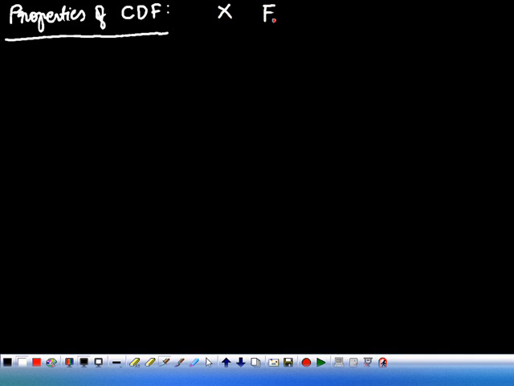Now we look at some important properties of the cumulative distribution function, CDF. In the previous class we defined the probability function and the cumulative distribution function. Let us see some important properties of the function. So here x is a random variable, then the CDF is denoted as Fx of x, which is equivalent to the probability of X less than or equal to x.